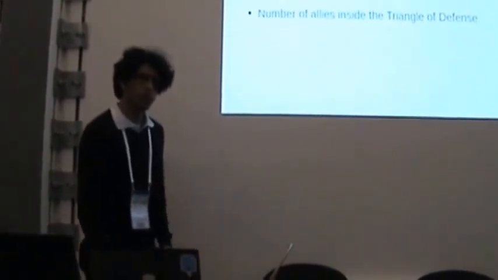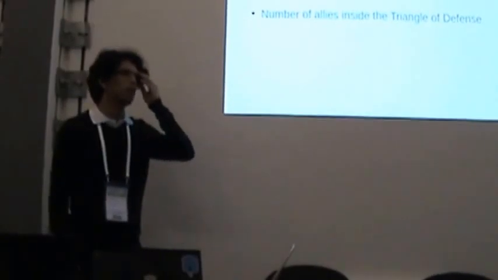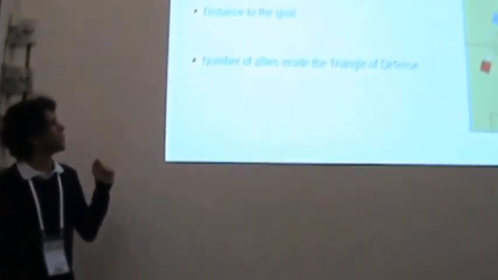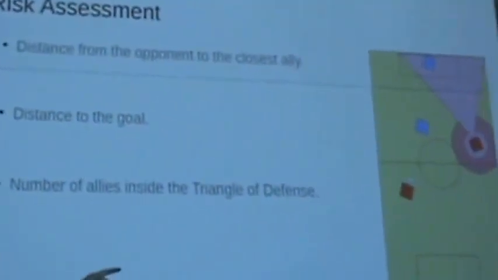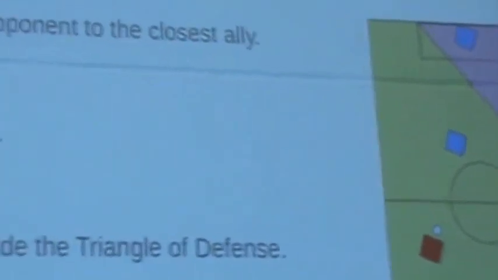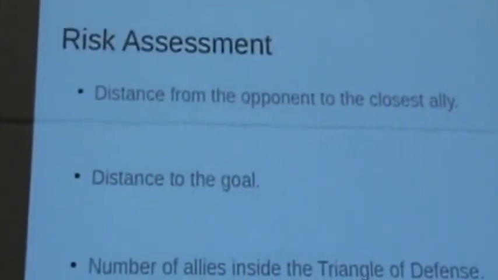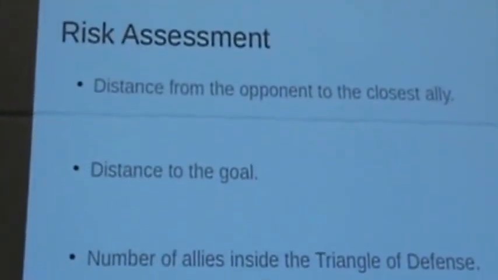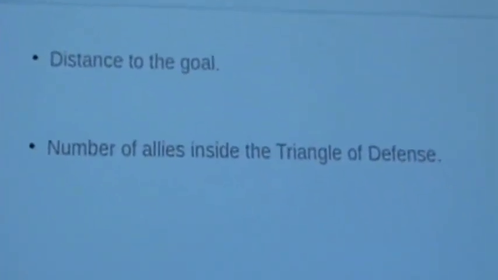To do that, we divided it into 3 stages, beginning with the risk assessment. We have the opposing player in red that has the ball, and the other red player that doesn't own the ball. We calculate the risk of that player by its distance from the opponent, distance from the closest ally, distance from the goal, and the number of allies inside the triangle of defense.